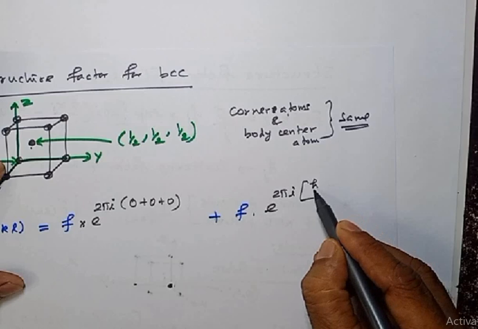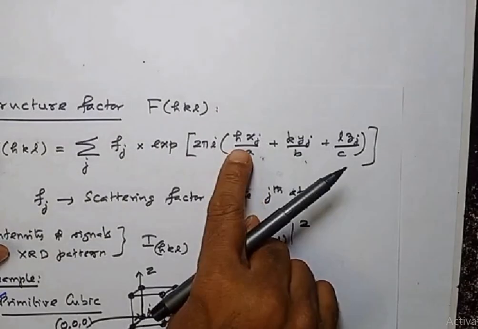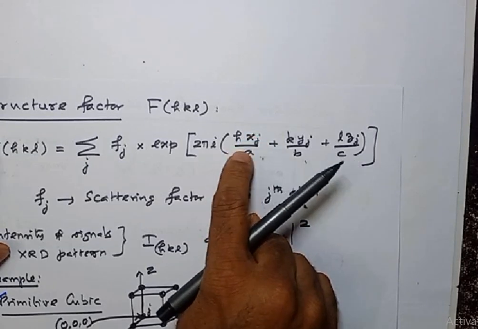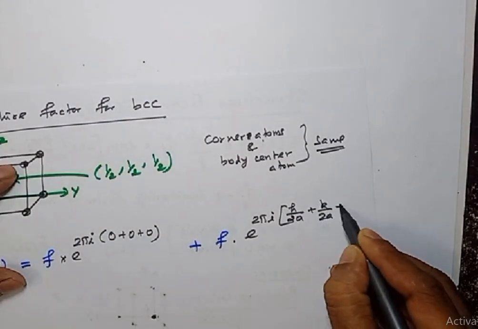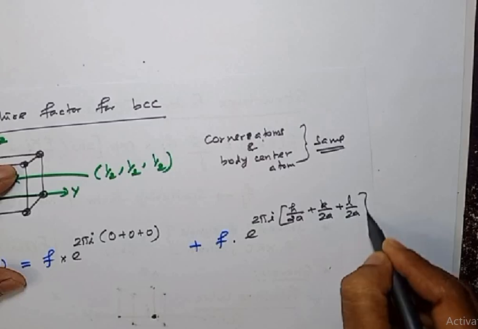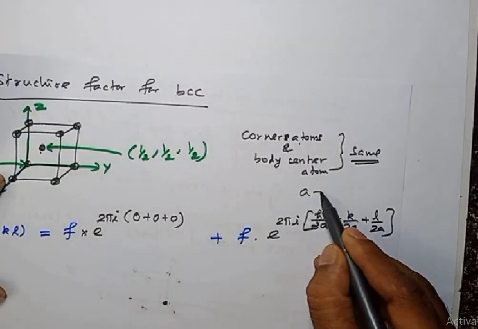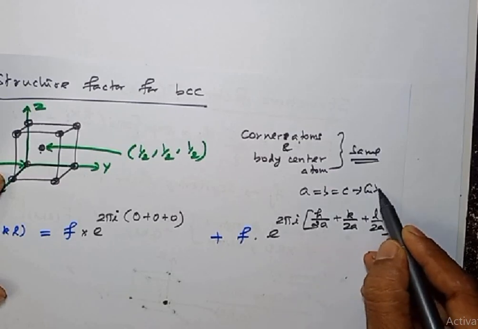So what I'm going to do, I'll write this as h by 2a. Observe carefully, in the place of xj, I'll put 1 by 2, so it becomes h by 2a plus k by 2a plus l by 2a, because a, b, c are all equal in the case of a cubic crystal, a equal to b equal to c. Okay, because the crystal is cubic.